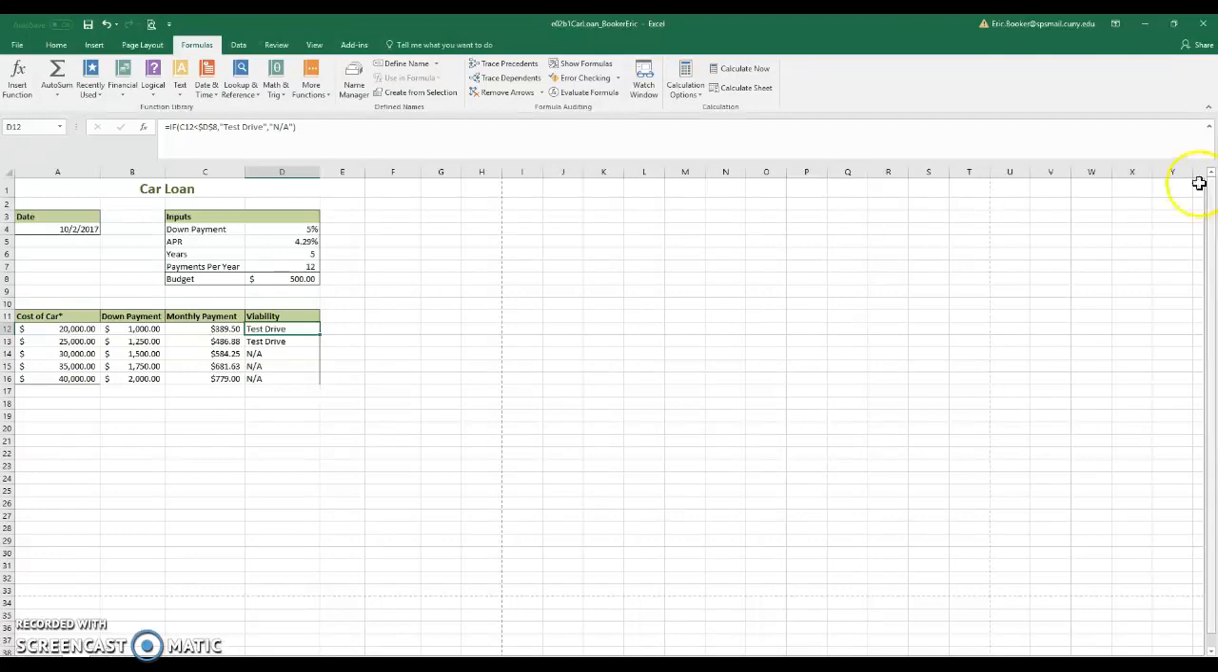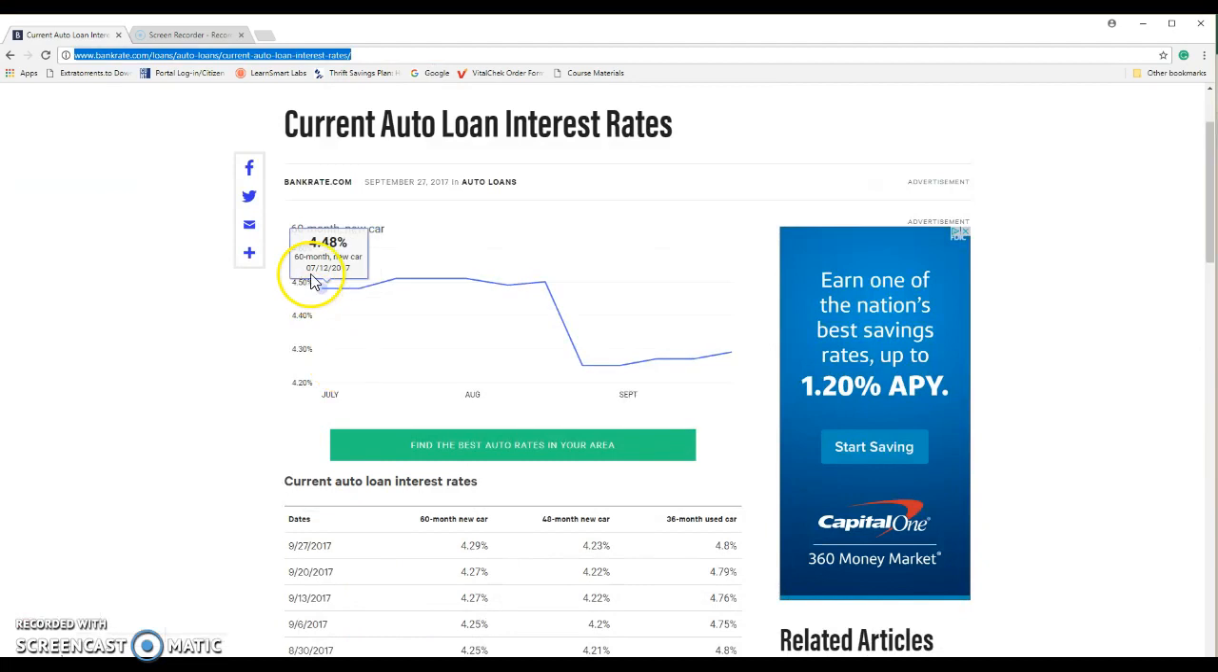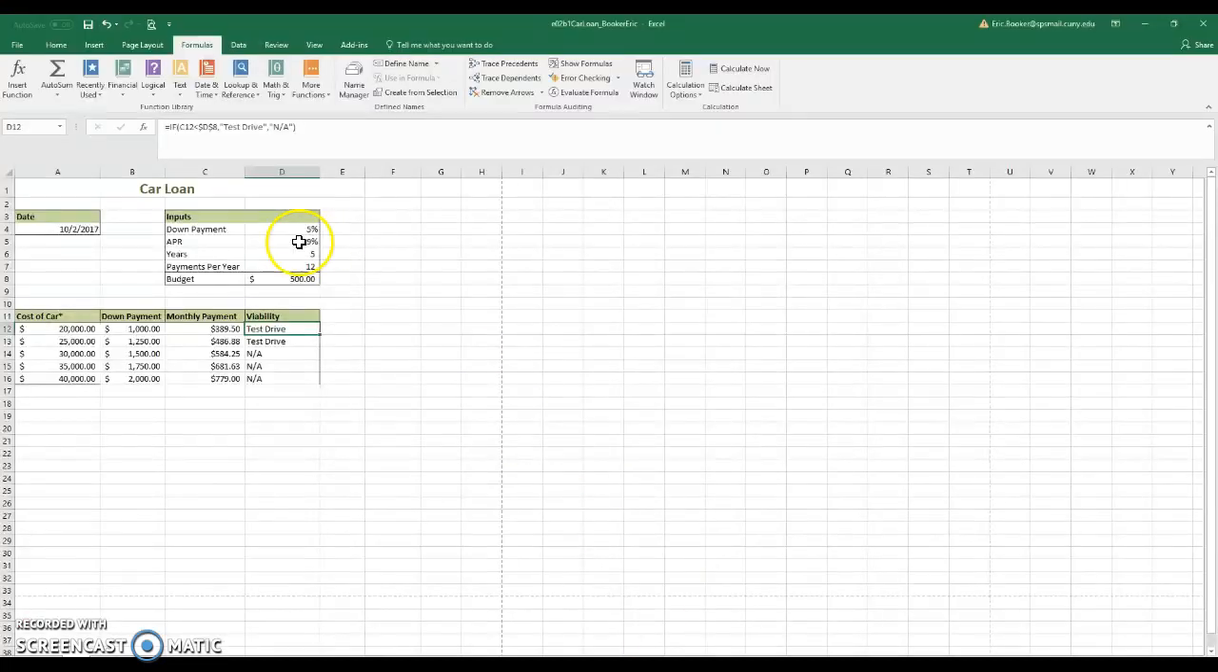So the first thing we're asked to do is to determine what the current APR is. The current APR I have here is 4.29%, and I gathered that from a website called bankrate.com. Okay, and so the next step would be to determine the down payment on the car. So we're going to go with a basic down payment of 5%.